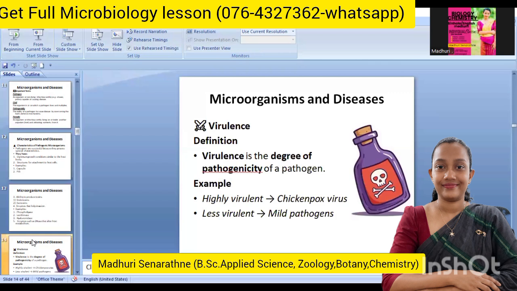Okay, next one, virulence and virulence factors. So, what do you mean by virulence? Now, students, we need to distinguish between pathogenicity and virulence. Virulence is the degree of pathogenicity of a pathogen. Some pathogens are highly virulent, while others may be less virulent or non-virulent. Highly virulent, for example chickenpox virus; less virulent, mild pathogens.